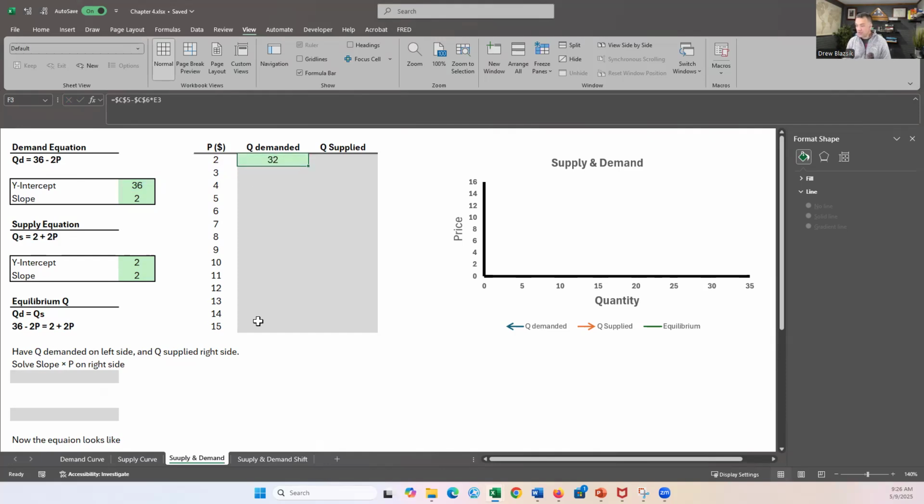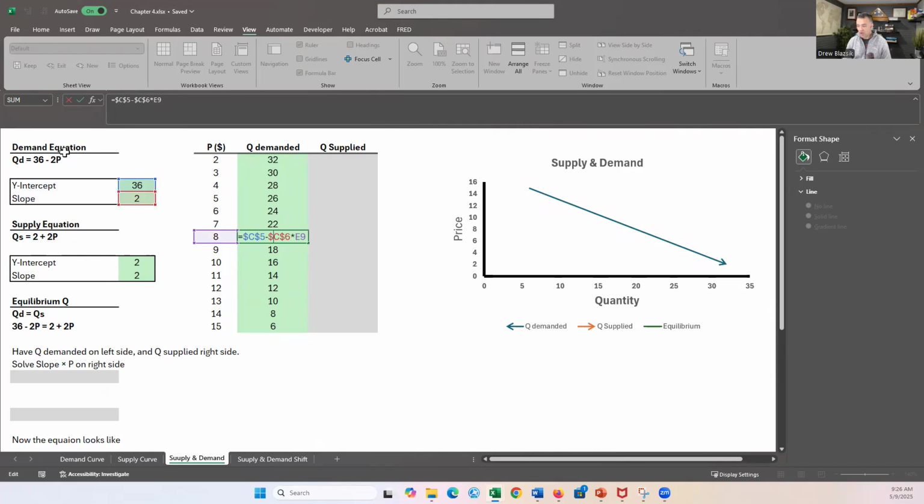So now this is going to grow our demand curve, our quantity demanded table here. And there's our demand curve. So if I click on it, look what it's doing. It is our equation. It is the y-intercept minus the slope times that price. Again, you want dollar signs in front of the slope and the y-intercept because I don't want those to drag down, but I do want that price to drag down. And there is our quantity demanded according to that equation for each individual price.